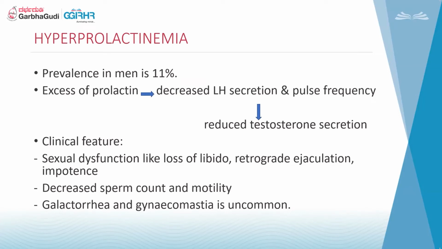So what happens is the excess prolactin that is secreted decreases the LH secretion pulse frequency, thereby hampering the testosterone secretion. So the clinical features will be sexual dysfunctions like loss of libido, retrograde ejaculation, impotence, decreased sperm count, and motility. Galactorrhea and gynecomastia are not very common because breast development is under estrogen, so they usually don't present like that.